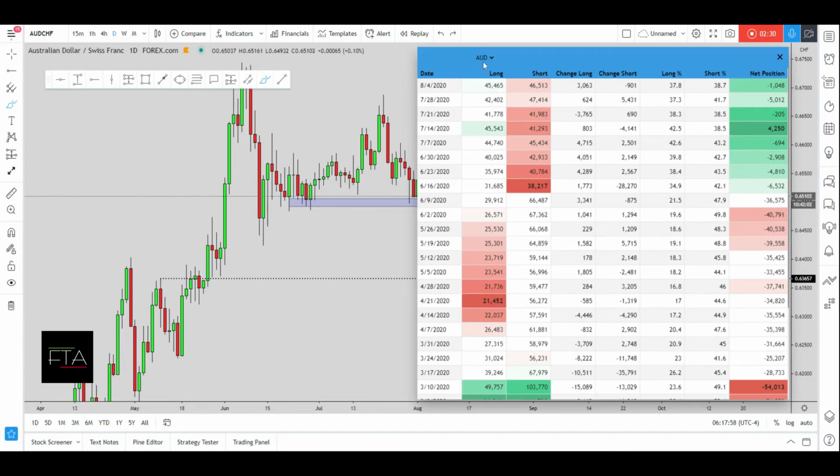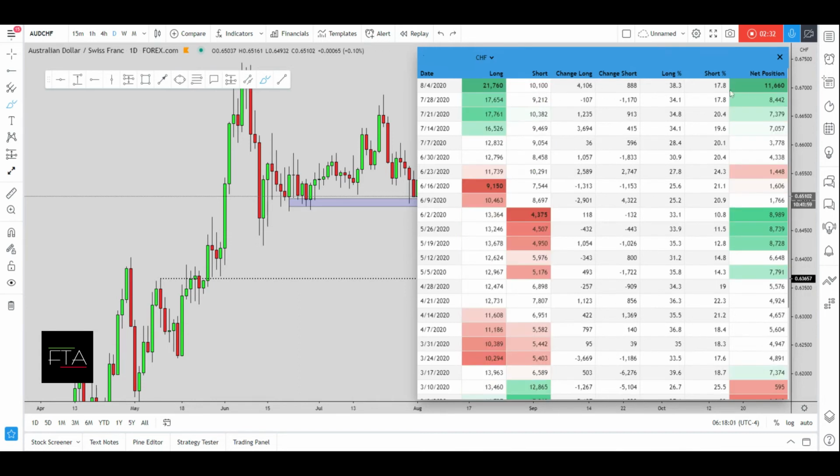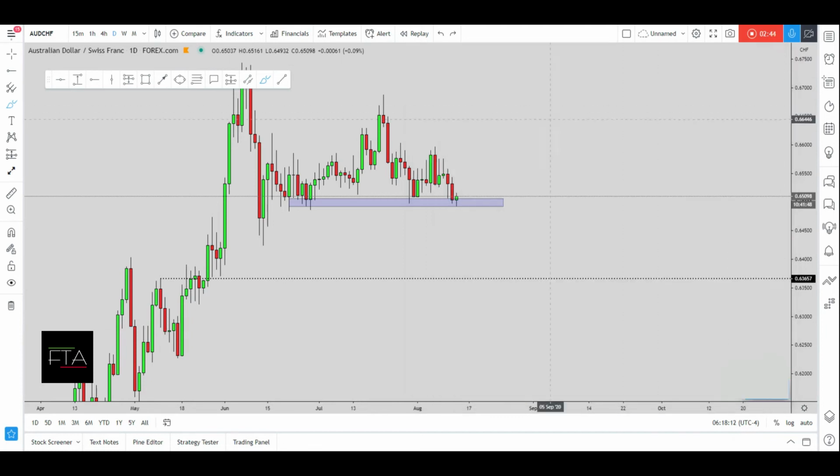And if we go and see what we have from a CHF perspective, we can see that CHF is getting very strong with net positions reaching 11K with 21K longs and 10K shorts. So definitely CHF getting stronger and AUD getting weaker, meaning that AUD CHF can make this move to the downside. However, as usual, trading is reactive and it is not predictive. So until the market will remain above this area, we cannot be looking for any shorts because we will be shorting a bullish market. Because from here, the market can easily continue to the upside.